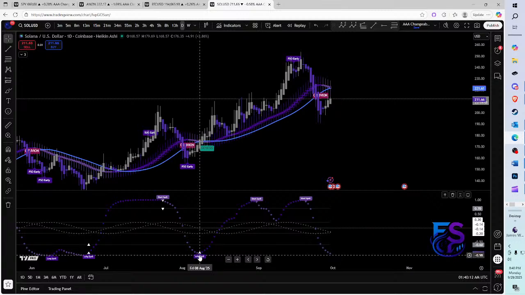And again, the label print is happening intra-bar. It's really the fastest signal that you can probably get. And again, in the settings for these, you can set it to wait for candle close.